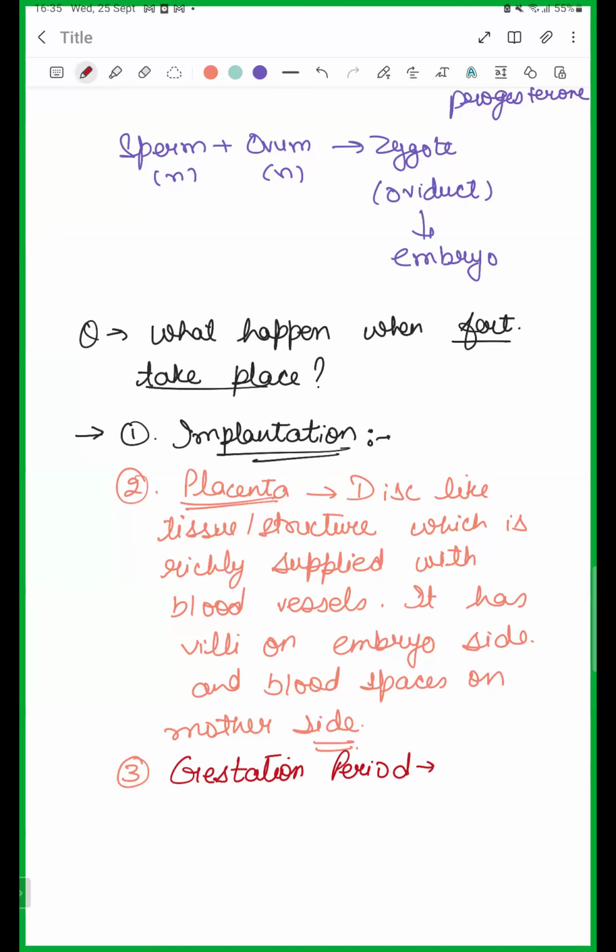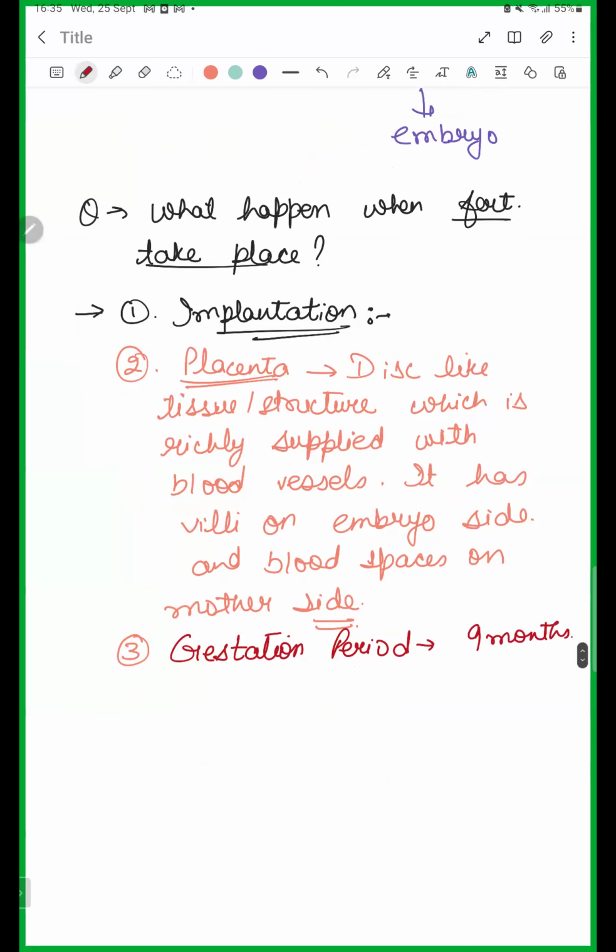So this complete total period comprises nearly 9 months. You can write it in terms of weeks also, somewhere around 27 to 30 weeks or something like that. That is called gestation period. So you'll be explaining gestation period.